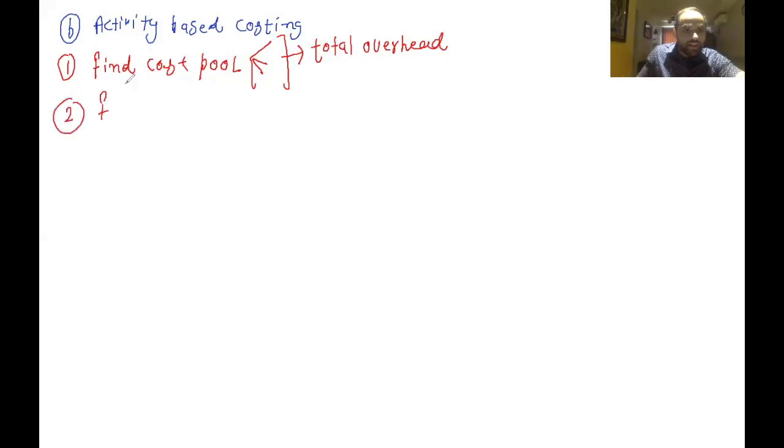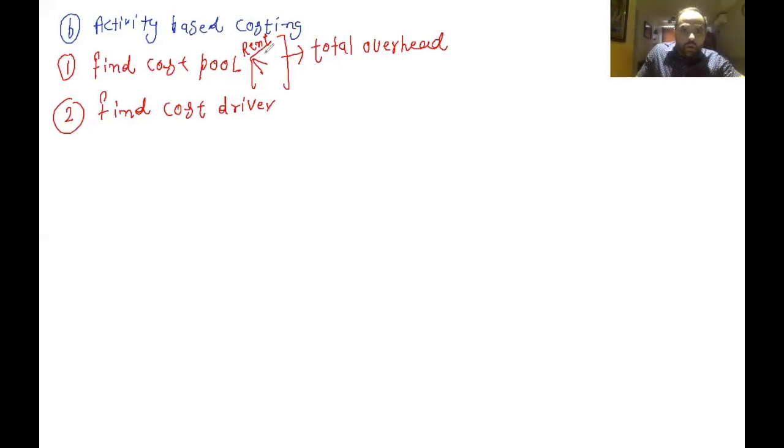Second thing is find cost driver. Cost driver means the reason of the cost pool. For example, cost pool is a rent. Which factors affect the rent? I mean, how do we calculate the rent? Rent depends upon the square feet, sometimes we call it meter square. So square feet is the base or the factor that affects the rent. The higher the square feet, the larger the area, the higher the rent. So it is a cost driver, right?